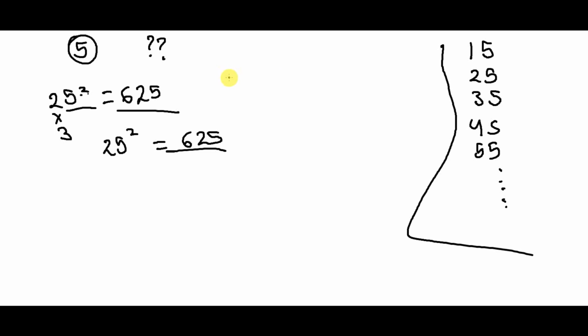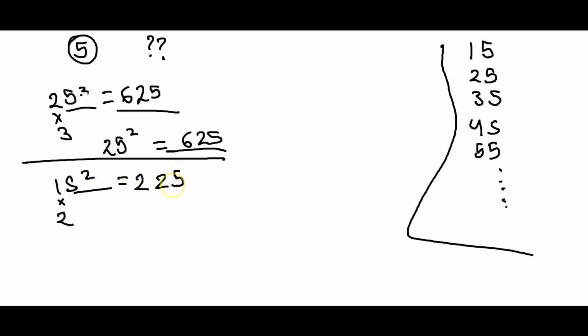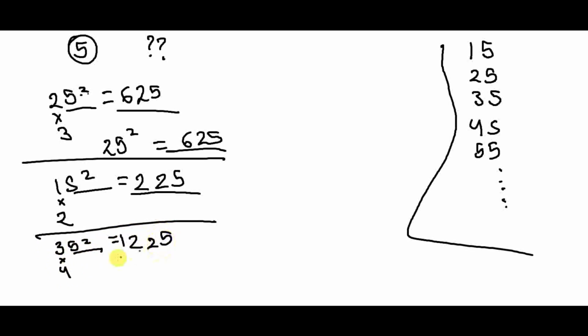Let's look at a few other examples, like 15. 15 square equals: the number which comes after the first digit, which is 1, is 2. 1 into 2 is 2. And 5 square is 25, so 15 square is 225. Let's take 35 square. The number which comes after 3, the first digit, is 4. 3 into 4 is 12 and 5 square is 25, which comes as a result 1225.